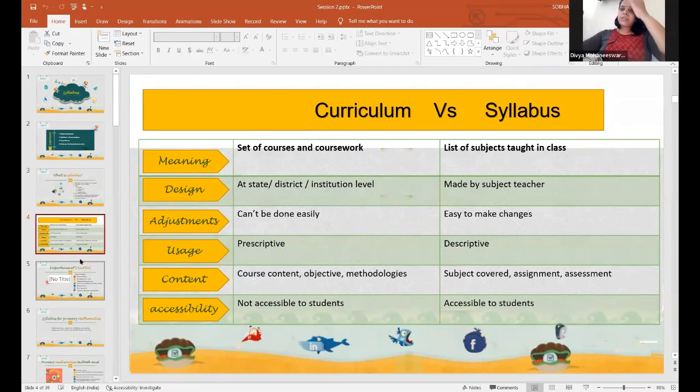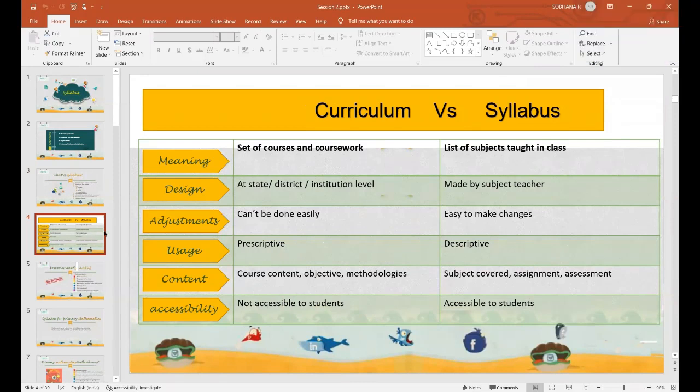Ma'am, can I say something? Yes, Divya ma'am, Jayalakshmi ma'am. The curriculum is the content of a particular course of study. The syllabus is a summary of the content. I didn't get you, ma'am. Can you repeat it? Syllabus is a summary of the content. Curriculum is the contents of a particular course of study. Yes, ma'am. That comes under a very large umbrella.